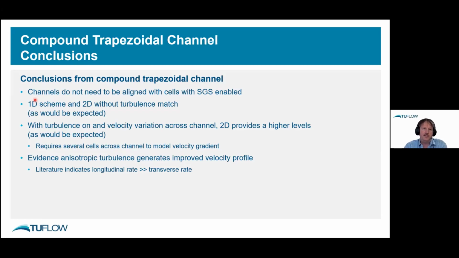And it's starting to look like the anisotropic turbulence generates an improved velocity profile, and that's consistent with literature, where we have longitudinal rates that are higher than transverse rates.